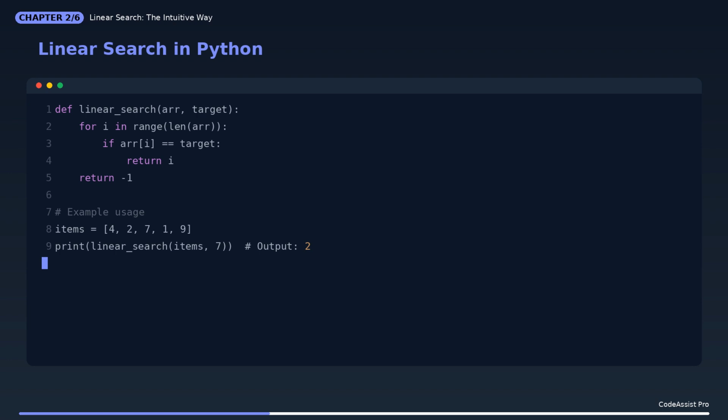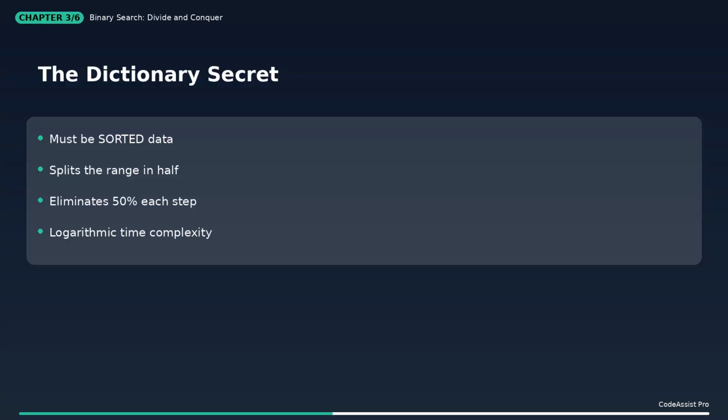Binary search is the smart way to look. If you're searching a dictionary for the word Python, you don't start at A. You open to the middle and immediately discard half the book. This divide and conquer strategy is the foundation of high-speed computing. But wait, there's a catch.